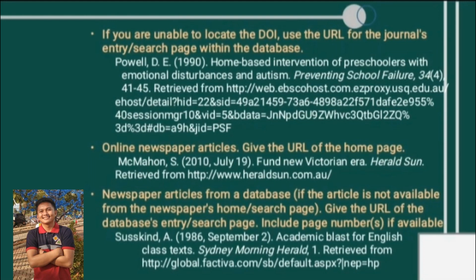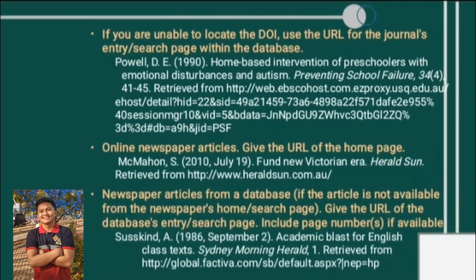So in online newspaper articles, give the URL of the homepage. So same format lang siya atong online newspaper article. Nakauna ang last name, next is initial, followed by the date and title and journal title and retrieval. So example, Machamon, 2010, July 19, found New Victorian Era, Herald Sun, retrieved from http://www.heraldsun.com.au.